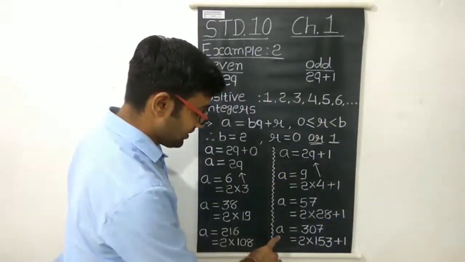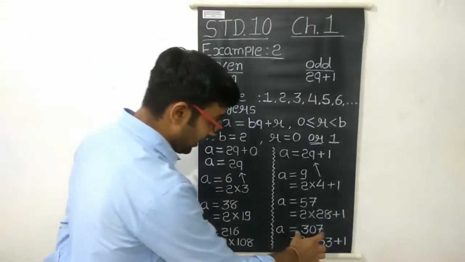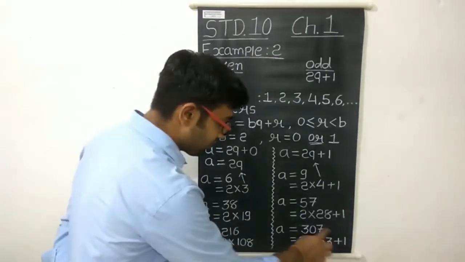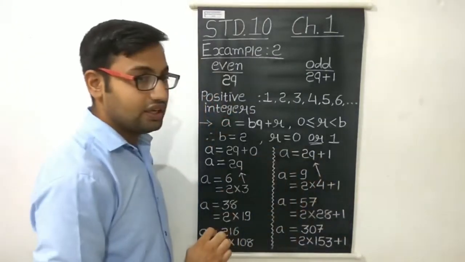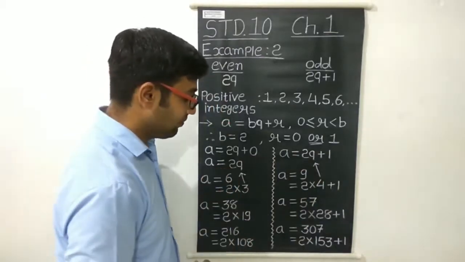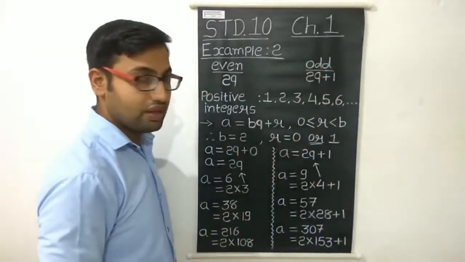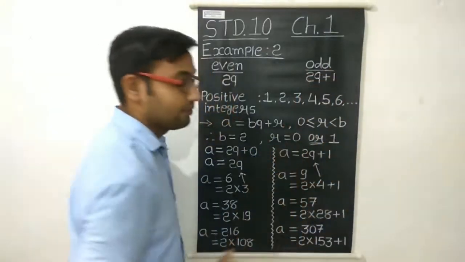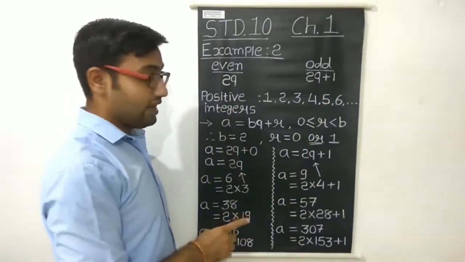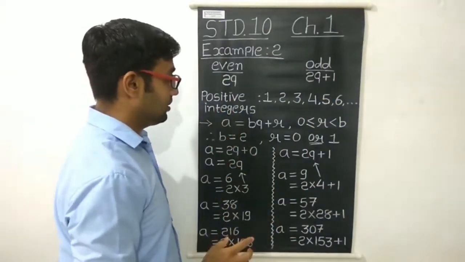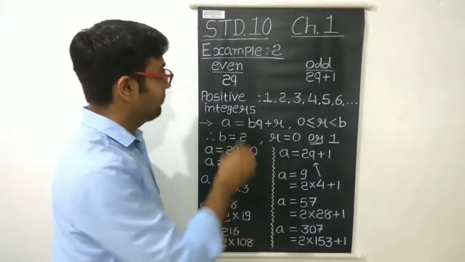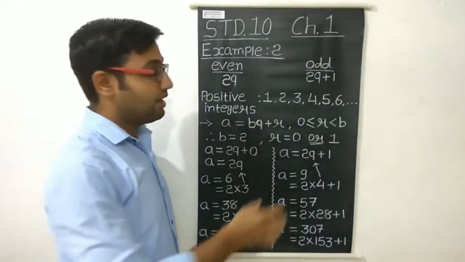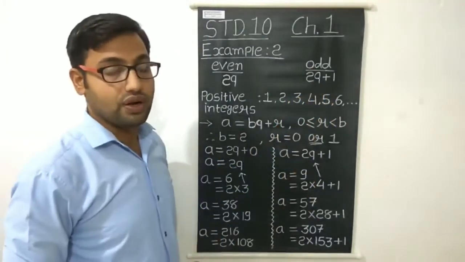Right? Let's take one more example, that is 307. We can write 307 as 2 into 153 plus 1. What is 153? 153 is the value of q, that is some integer. 307 is an odd number. We can write this odd number in the form of 2q plus 1. So in this way, we can represent any positive integer: if it is an even number, we can write it in the form of 2q, and if it is an odd number, we can write it in the form of 2q plus 1.